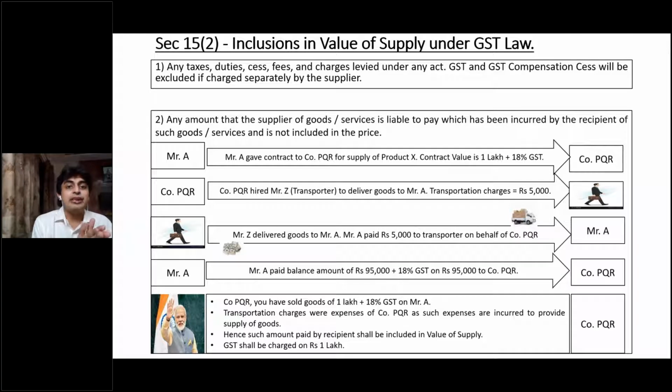Okay, so this is any amount that supplier is liable to pay. ये company PQR, supplier का cost था, transportation charge, but which has been incurred by Mr. A, recipient. Which has been incurred by the recipient. So that shall also be included in the value of supply. Clear? Okay, now the third point.